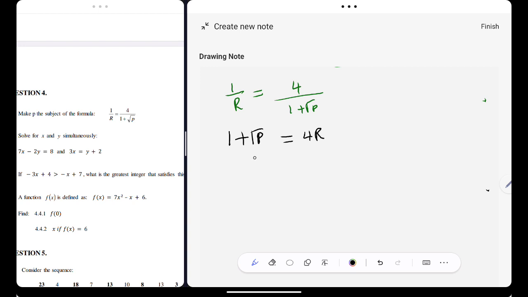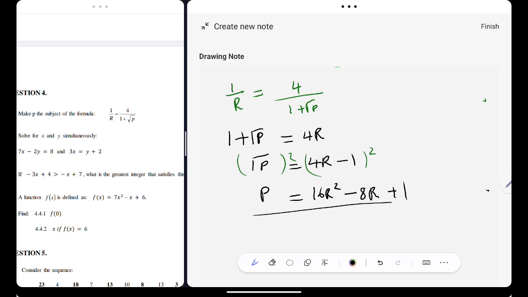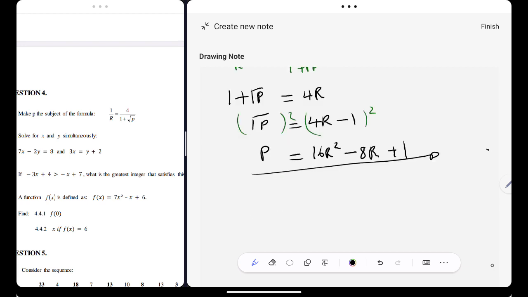When I'm supposed to make p the subject, that means I must isolate p. I have 4r minus 1. For me to have p as the subject, I must square both sides. Then I'll have p is equal to 16r squared, and then this term is minus 8r plus 1. Now I have p as my subject.